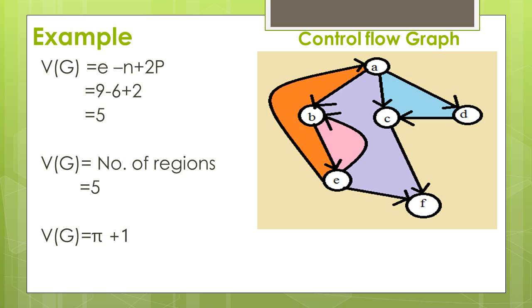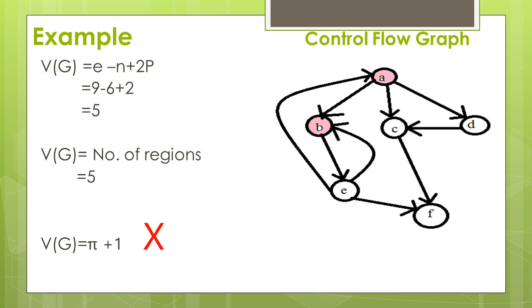If you are using the third method, predicate pi plus 1, where pi is the predicate nodes. The only restriction is that every predicate node should have 2 outgoing edges. But in this example, there are two predicate nodes, node A and node B. At node A, there are 3 outgoing edges. So the pi plus 1 formula for finding the cyclomatic complexity is not applicable for this example.